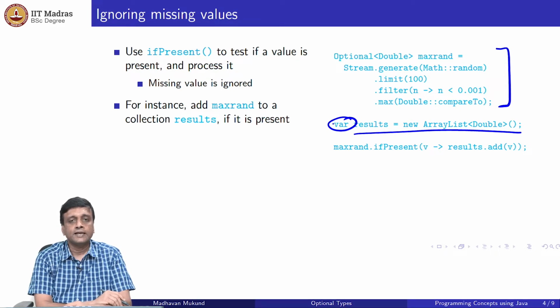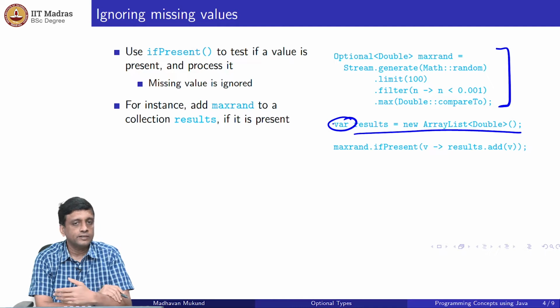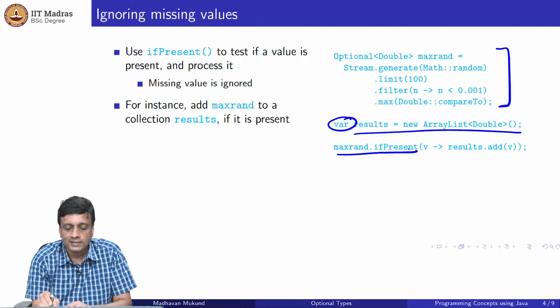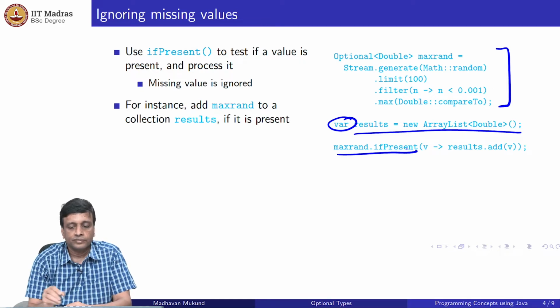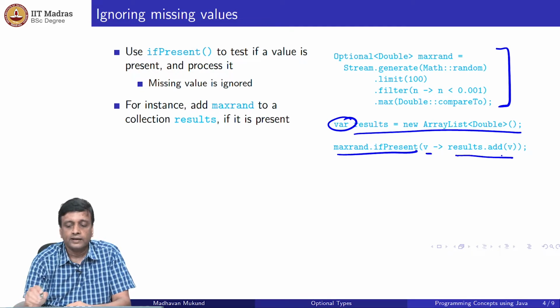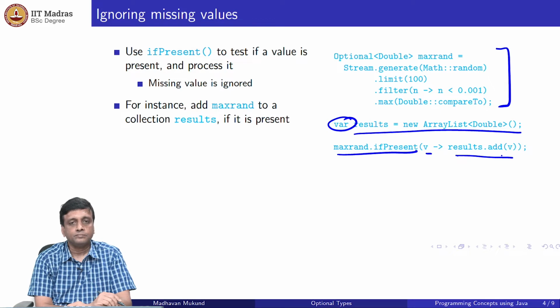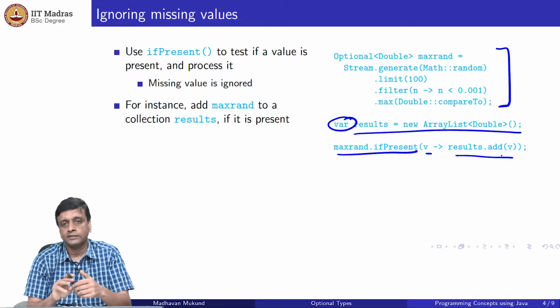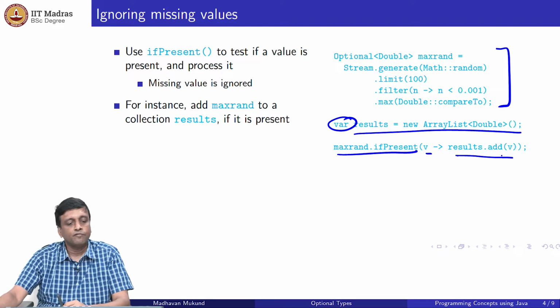So now what I want to say is that if the value is generated properly, then store it in this, add it to this array list, otherwise just do not bother, right. So this will say if the maxrand value is present, then take v and add it to results. If the value is not present, then gracefully ignore it, do not throw an exception, do not kick up a fuss, do not throw any errors and so on, right. That is what this ifPresent is doing.